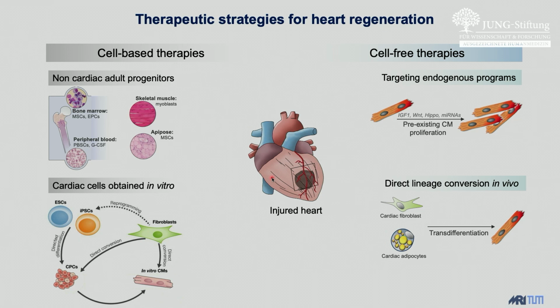And the approaches are different, from cell-free therapies to cell-based therapies. And I think I already highlighted that we are working in the field of cardiac cells obtained in vitro. And the idea is to use those cells to repopulate the injured heart. I have shown you some of our first experiments where we did not use fully differentiated cardiomyocytes, but rather their ultimate precursor cells, which are called cardiac progenitor cells.